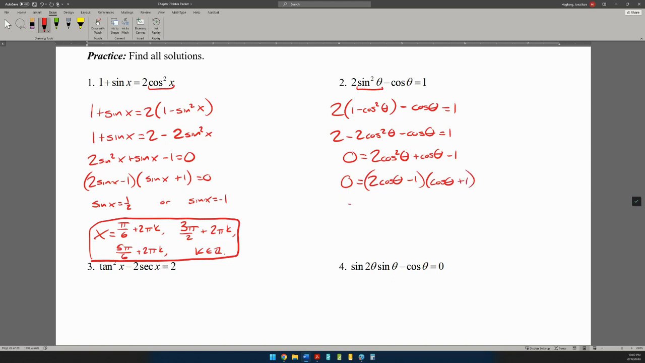By the zero product property, we get cosine of theta is equal to 1/2, or cosine of theta is equal to negative 1. So we get solutions for theta. We get pi/3 plus 2 pi k. We get 5 pi/3 plus 2 pi k. And then we also get where cosine is negative 1, so pi plus 2 pi k, where k is an integer.